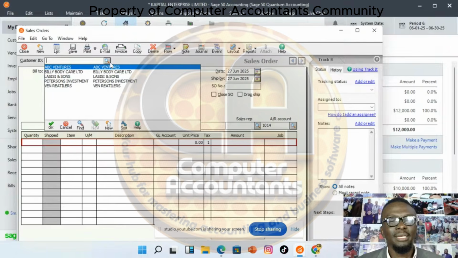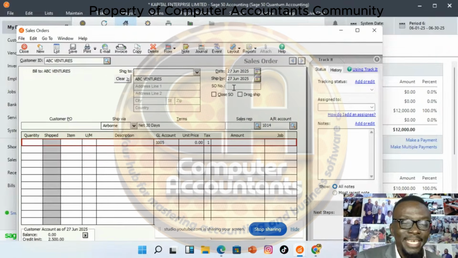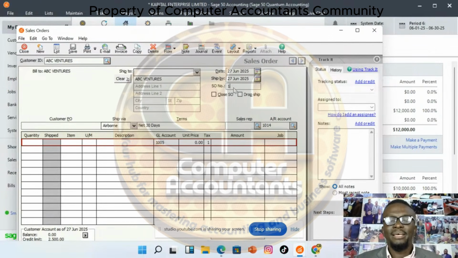So ABC Ventures, sales order number, very key. Please follow my lead. You can see I'm very meticulous with number. It's like when you purchase a product and on the receipt or invoice slip there is no number, then it's fraudulent in nature. You have to collect a receipt or invoice that has number. So I'm very meticulous with adding number.